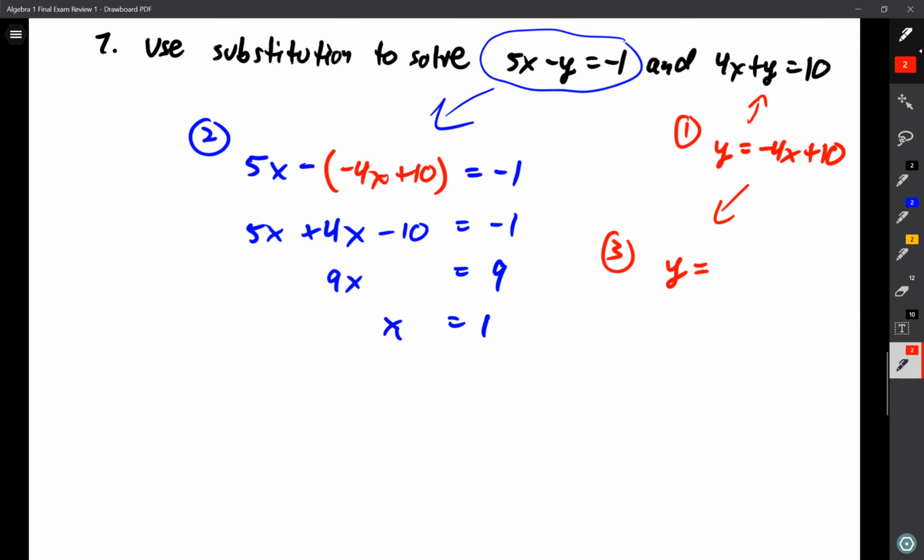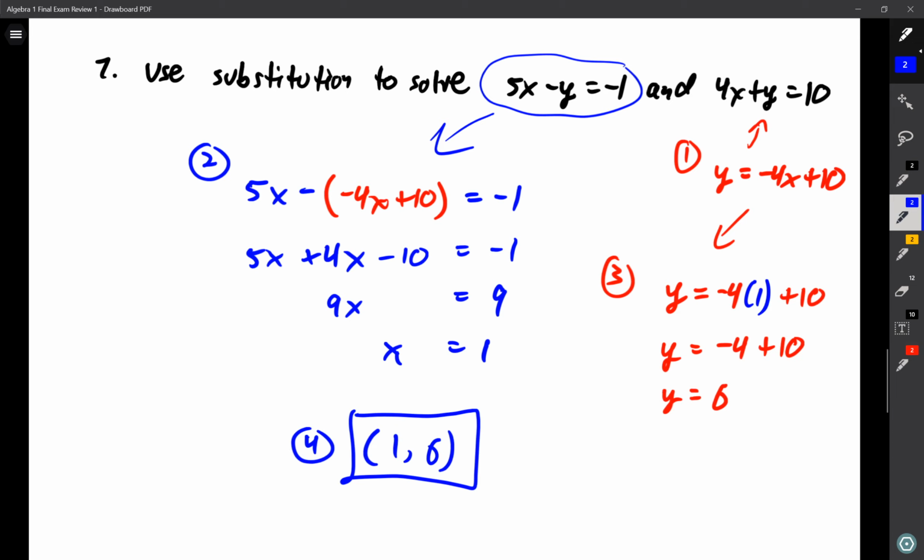Now, if you were asked to check your answer, you would plug 1 comma 6 into the original equations and see if it checks out, which we can kind of mentally do that. 5 times 1 is 5. Minus 6, 5 minus 6 is -1. Cool. How about this one? 4 times 1 is 4, plus 6, 4 plus 6 is 10. Nice, it checks out. Okay, that's number 7. Number 8.